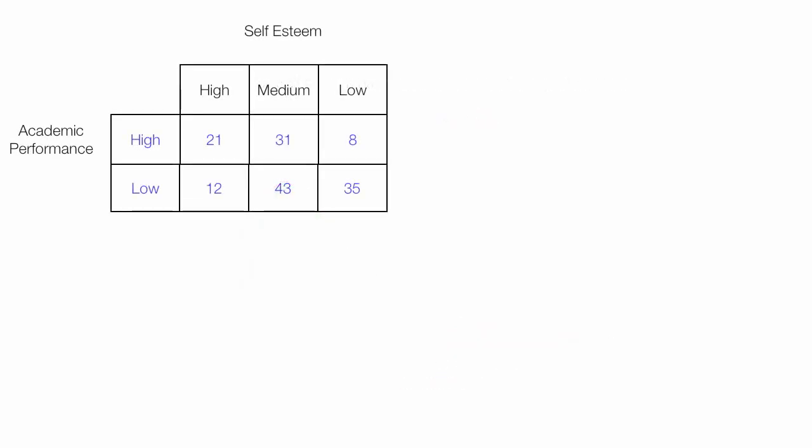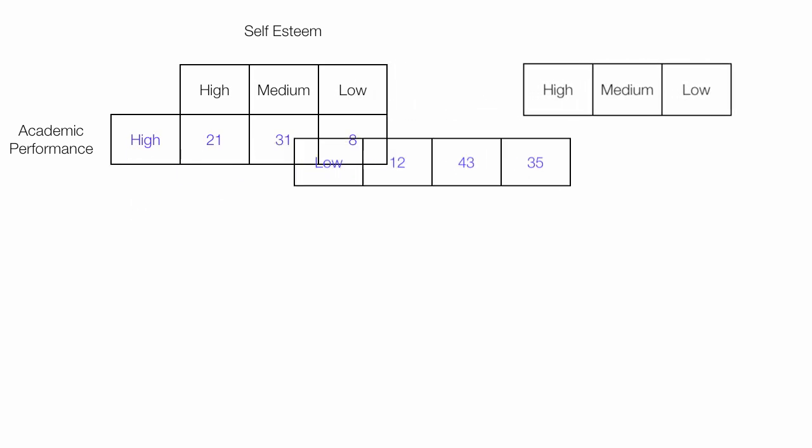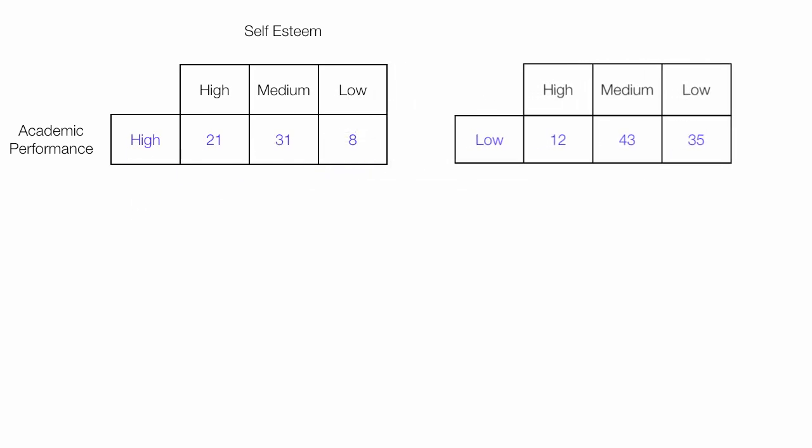I took these numbers from some journal article I was reading, and I'm going to look at how to calculate chi-square. The very first thing I would recommend doing is making two tables. Slide the header over, and also the low. Now I have two tables. The one on the left is high academic performance and self-esteem, and the one on the right is low academic performance and self-esteem. This is going to make the calculations much easier.